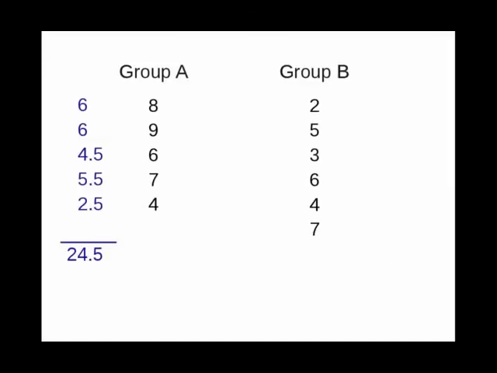What would have happened if you had started with Group A? You would have come up with a total of 24.5. The rule is to choose the smaller total as U.